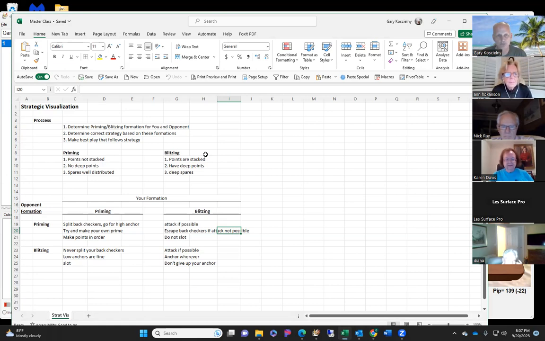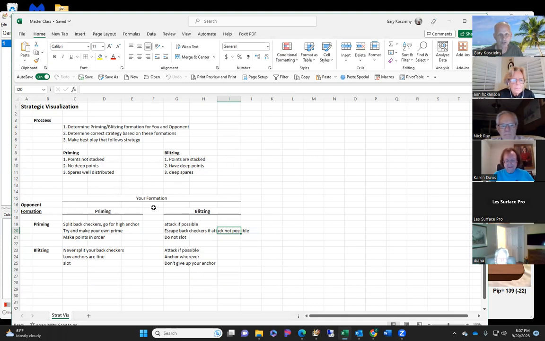So what is priming? What is blitzing? Quickly, priming means points are not stacked, no deep points, and spares are well distributed. We'll go through our process. We're going to look at a number of examples, and we're going to first identify whether we have a priming formation or a blitzing formation, and then whether our opponent has a priming or blitzing formation. So that's priming. Blitzing is when your points are stacked, you have deep points and deep spares. Again, we covered a little bit in Opening Concepts, but now we're focusing strictly on strategy.